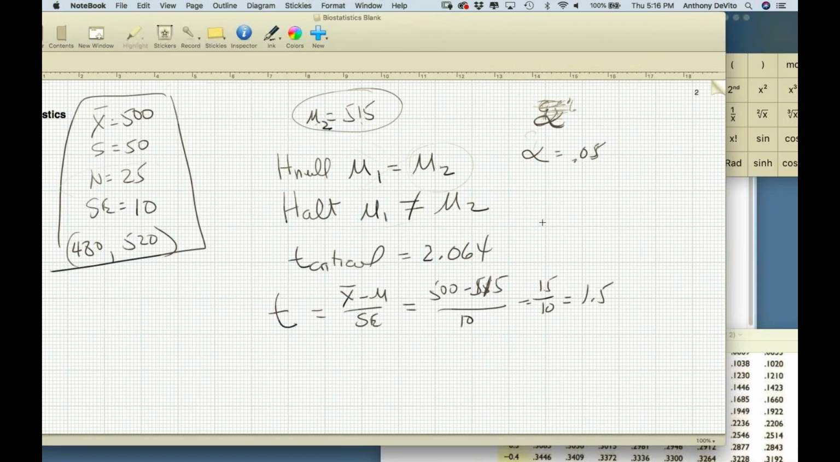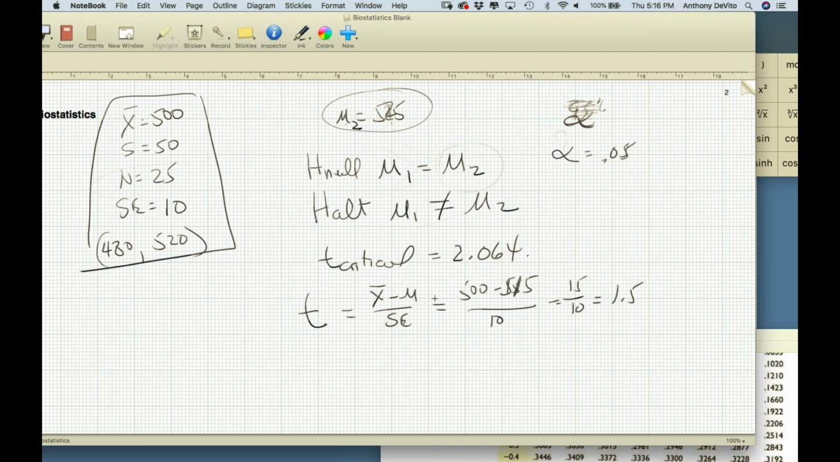Okay, can I say that these are far enough apart for me to say that they're different with only a 5% chance of being wrong? My t-score is bigger or smaller than my t-critical? It's smaller, so I cannot reject the null hypothesis. I fail to reject the null hypothesis. Okay. Let's say that the mean of this thing that I was comparing it to is 525 instead of 515. Let's try it again.